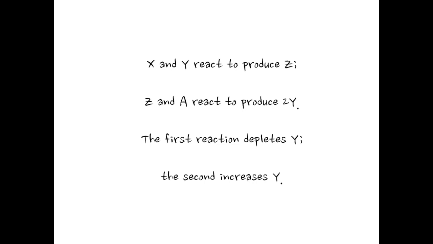So let me try to describe the chemical reaction as best I can. The reactions typically involve a number of different chemicals. Let's say chemicals X and Y react to produce Z. Then Z and A react to produce Y. The first reaction depletes Y and the second reaction increases Y. So they're alternating back and forth between decreasing Y and increasing Y.